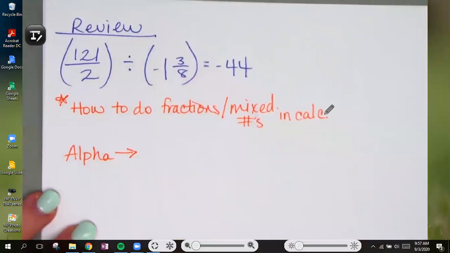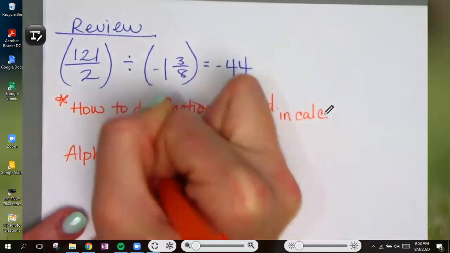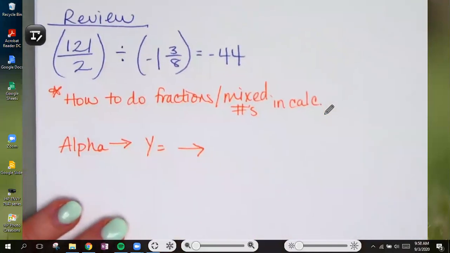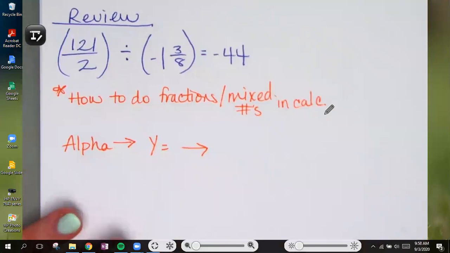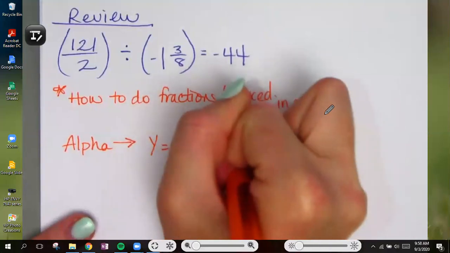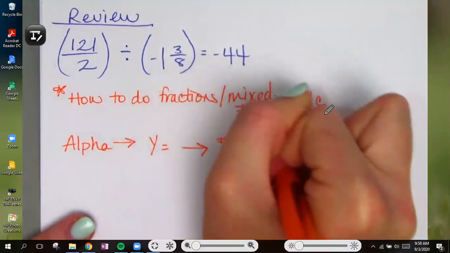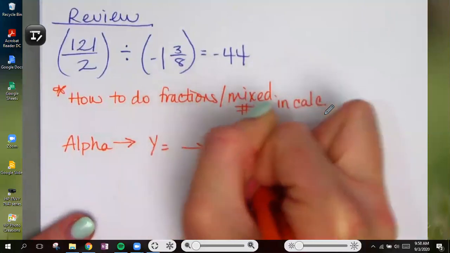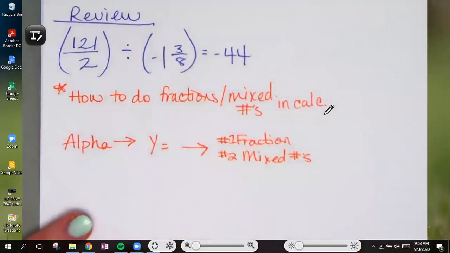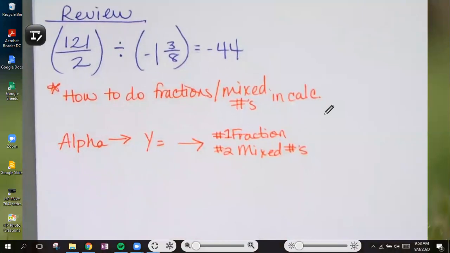Okay, then what did we hit? Y. We hit y equals. Then you type in your numbers, use arrows. And then it brings us to that screen. Number one was for fractions. Number 2 was for mixed numbers. For mixed numbers? Yeah.